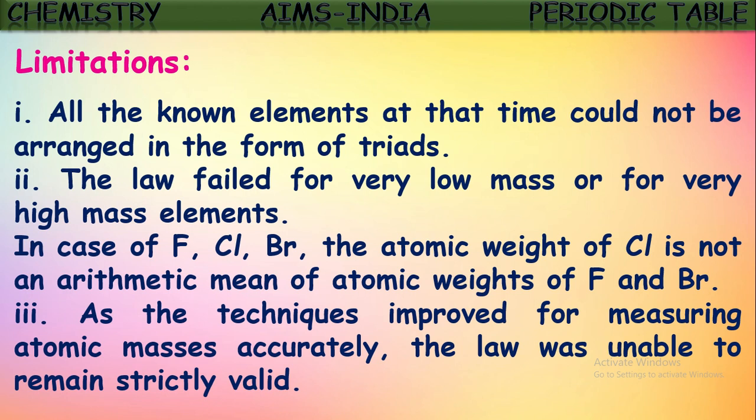Next, as the techniques improved for measuring atomic masses accurately, the law was unable to remain strictly valid. With guessed atomic masses it was proved then. But later on, scientists found improved techniques for calculating atomic masses accurately. Then this Döbereiner's triads classification failed.